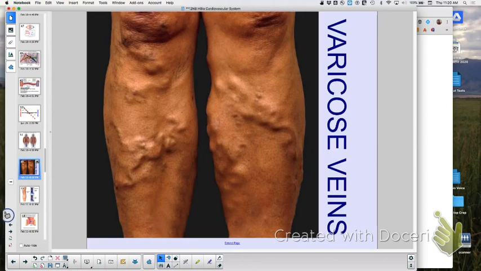When valves become weak and ineffective, hemorrhoids are varicose veins in the rectum.